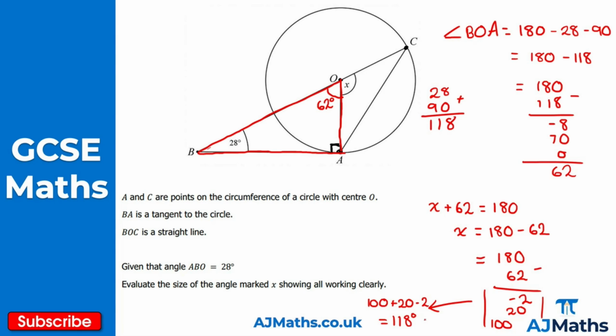And we can see from our diagram that the answer seems sensible. It's clearly greater than a right angle, so we'd expect an answer greater than 90 degrees. If we got something less than 90, then alarm bells should be ringing, double check your solution. But that seems sensible. So x here is equal to 118 degrees, giving us the solution to our second question.